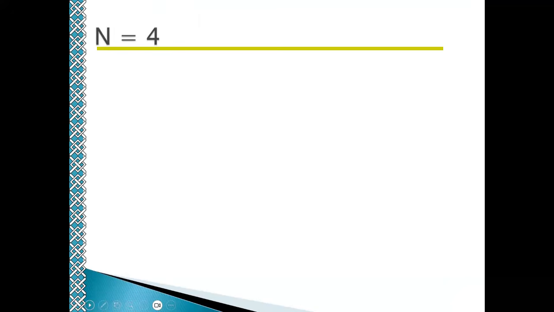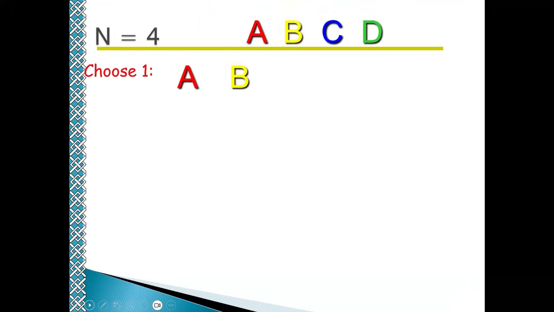So let's take the next one. Combinations. When it comes to combinations, A, B, C, D, if I am to choose only one of them, I can choose A or B or C or D. So basically it is 4C1.